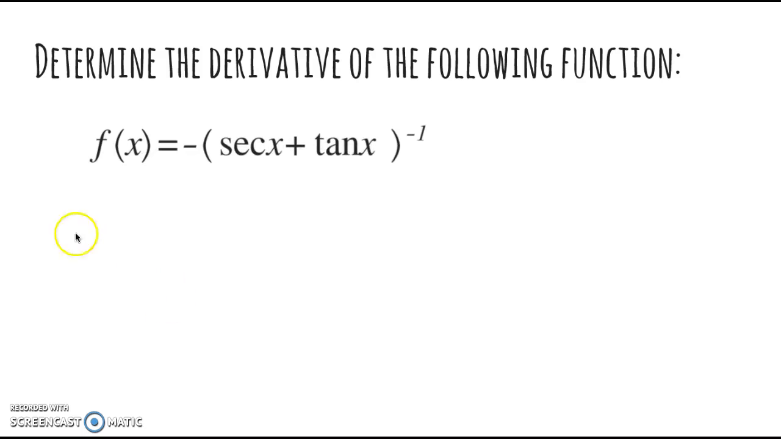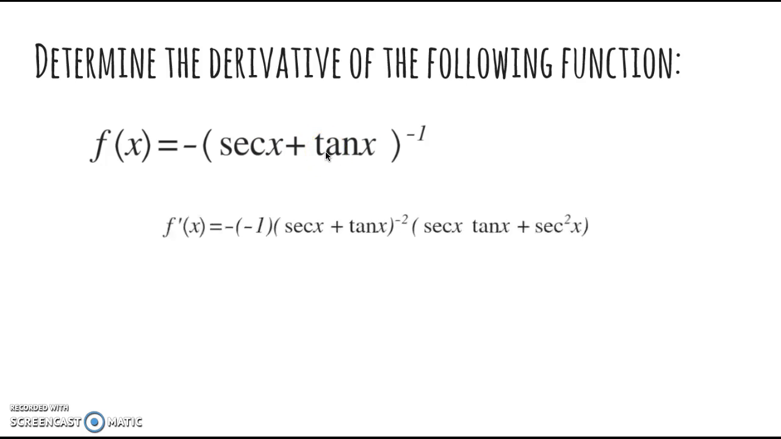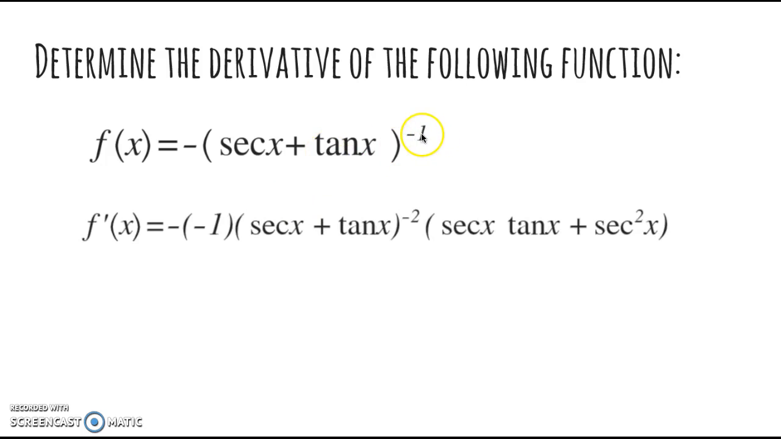Now we have the chain rule with trig. Our outer function is to the negative 1, and our inner function is secant x plus tan x. So we bring the exponent down to the front, subtract 1 from the exponent, and leave the inner function, then multiply by the derivative of the inner function to get secant x tan x plus secant squared x.